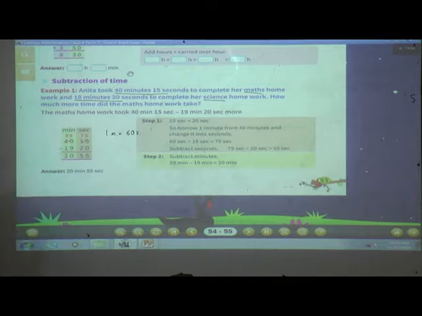So we can subtract. First we have done the subtraction of seconds and then the subtraction of minutes. Now the final answer is 20 minutes 55 seconds. Clear? Is that clear? Yes, very good.